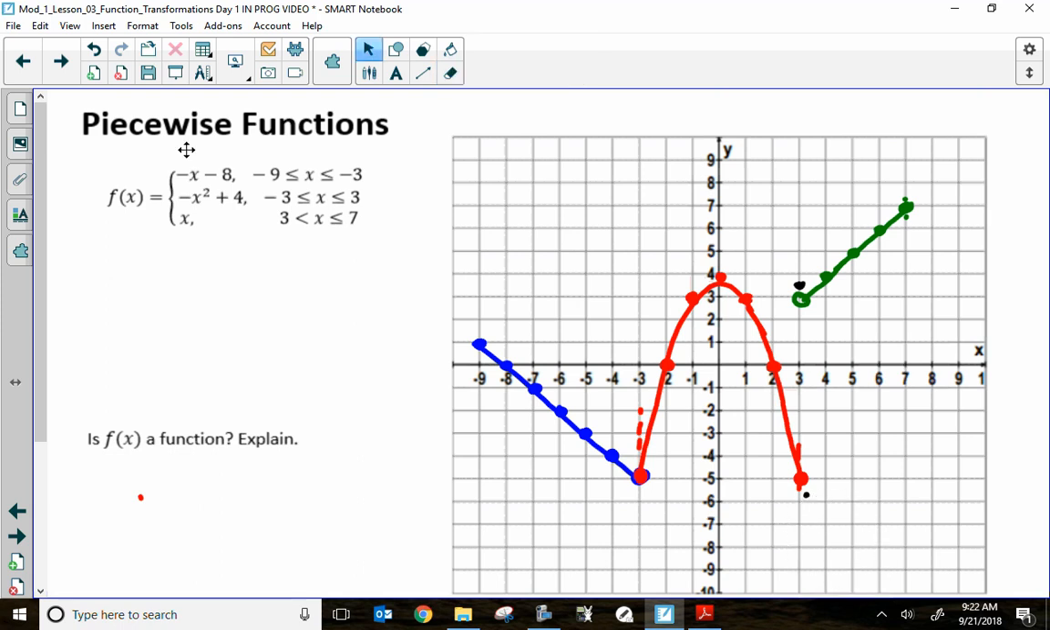Does this pass the vertical line test? In my mind, vertical line test, this is supposed to be considered one function now. This isn't 3 separate ones. We had to draw 3 separate ones to create this one function f of x. If I put this line anywhere, does it touch the graph more than once? It does not over here. Once. But what about at negative 3 where the blue and the red dot combine?